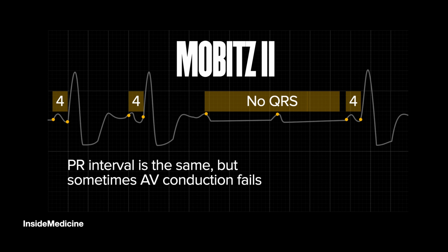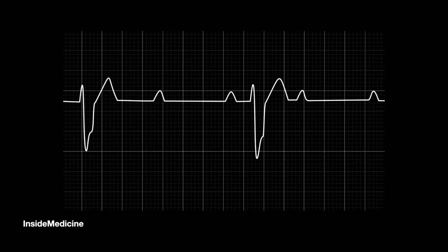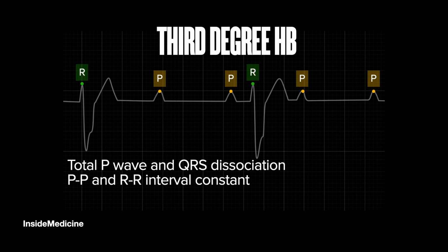That's Mobitz 2. Now time for the easiest of all, third degree heart block. This is where the atria and ventricles contract independently, and therefore there is total dissociation of the P and QRS. Let me show you. Looking at the P waves and the QRS complexes, you can see that they are totally independent of each other, and that defines third degree heart block.